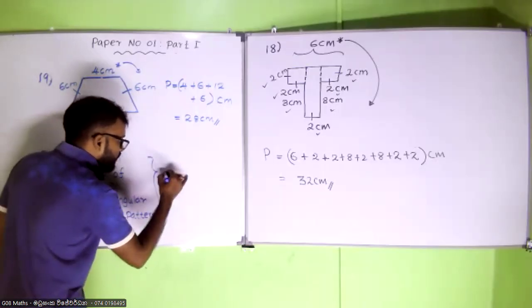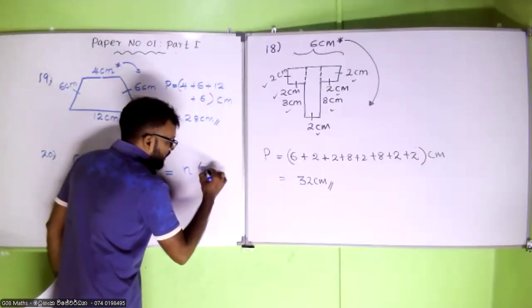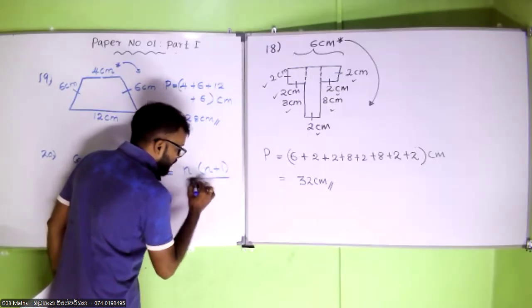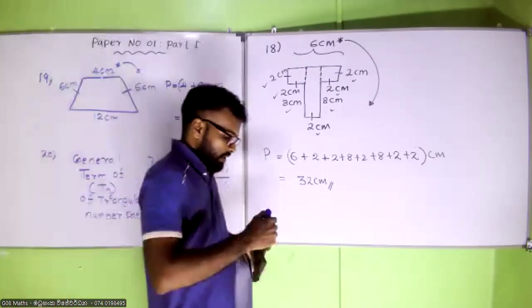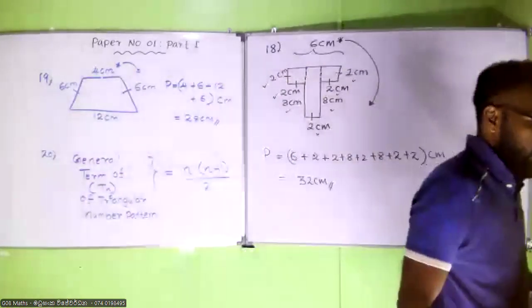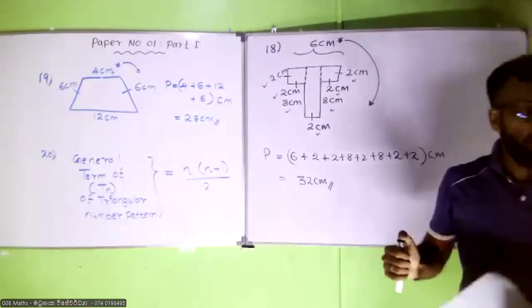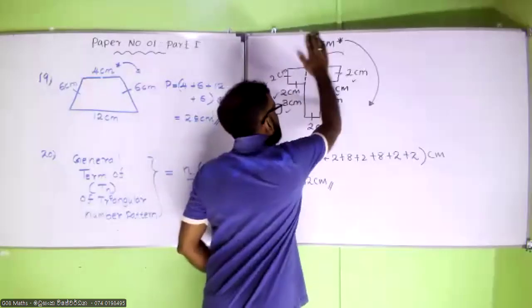So it is equal to n times n plus 1 divided by 2. Right? Farad's answer is correct. N times n plus 1 divided by 2. Alright. Now, if you want to find the 18th term, right?